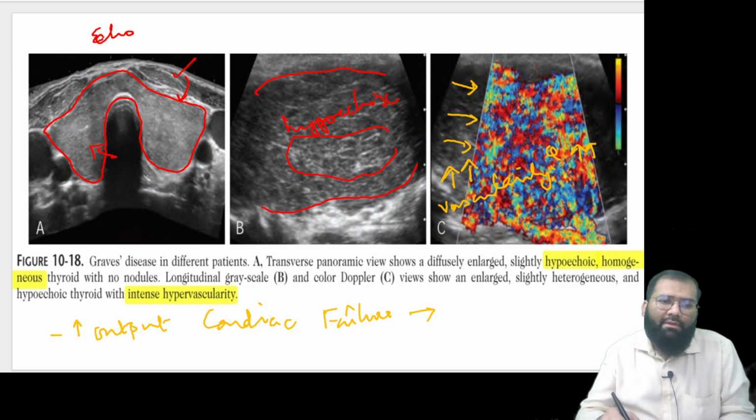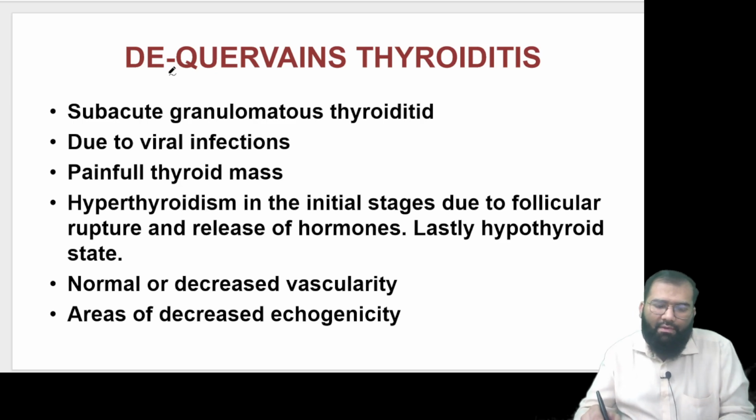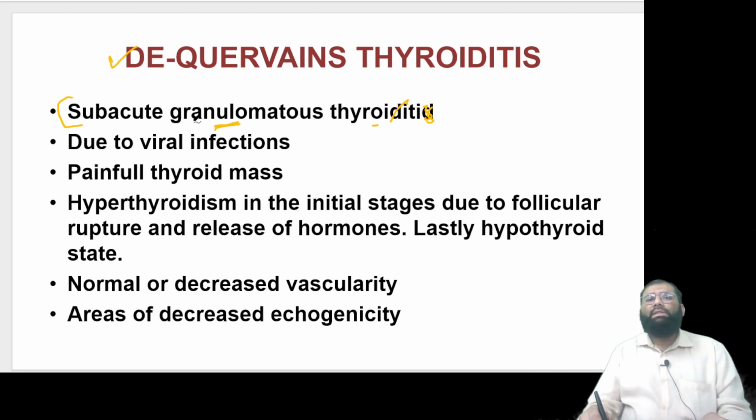So now, after Graves' disease, another important pathology which I would like to discuss here is decurrent thyroiditis. Now, decurrent thyroiditis is a subacute granulomatous thyroiditis. Now, here the cause is different. The viral infection triggers this thyroiditis. So this is usually preceded by viral infections.